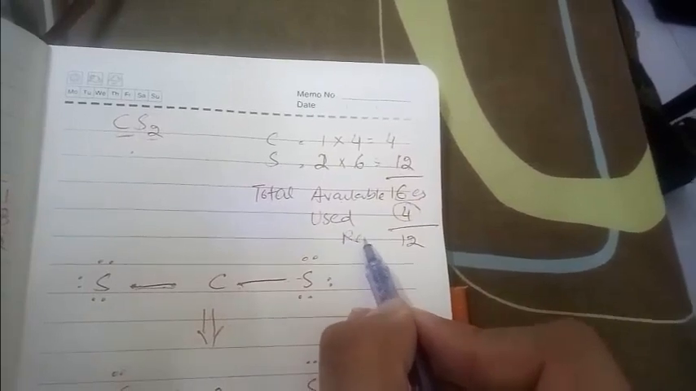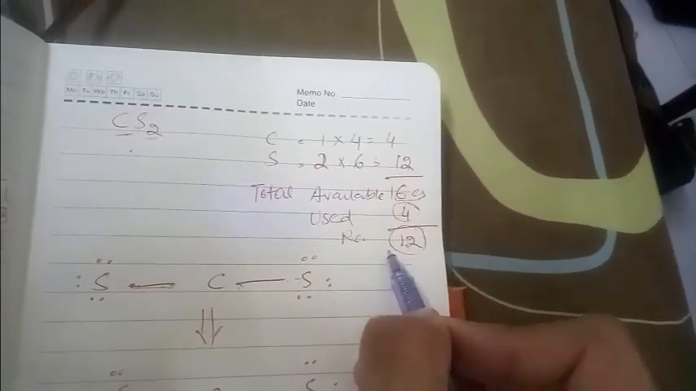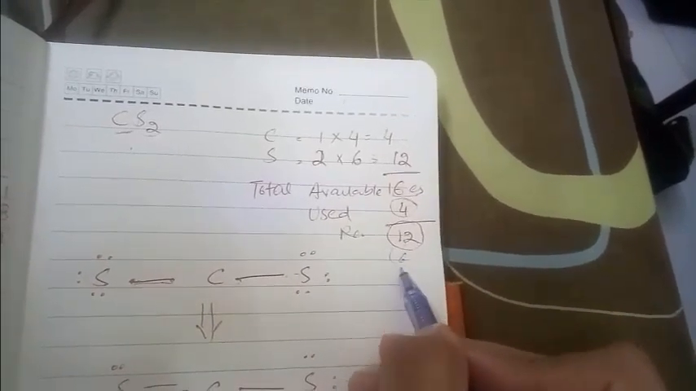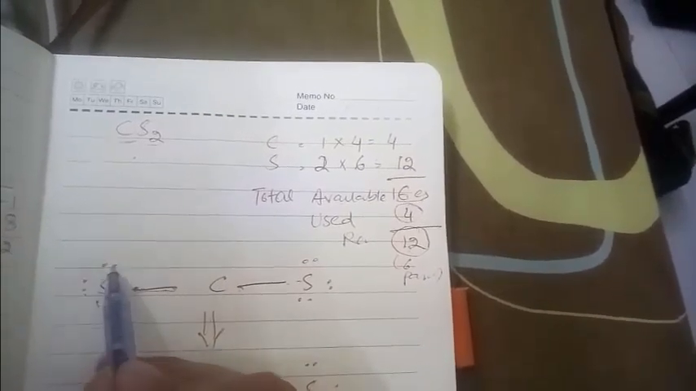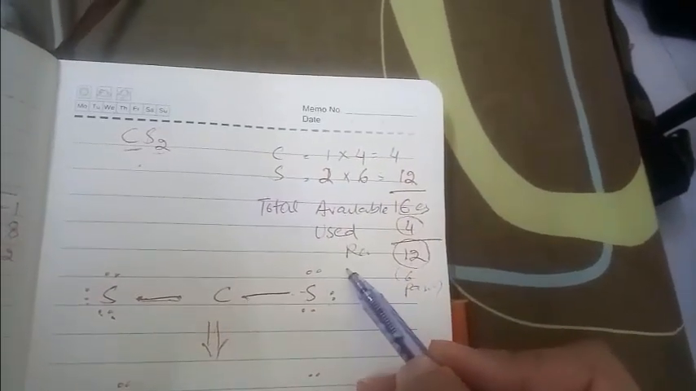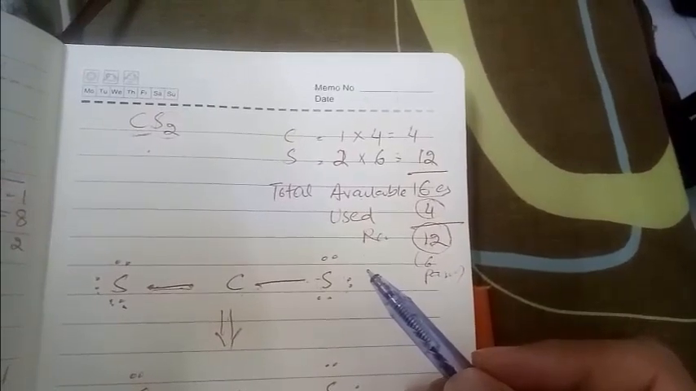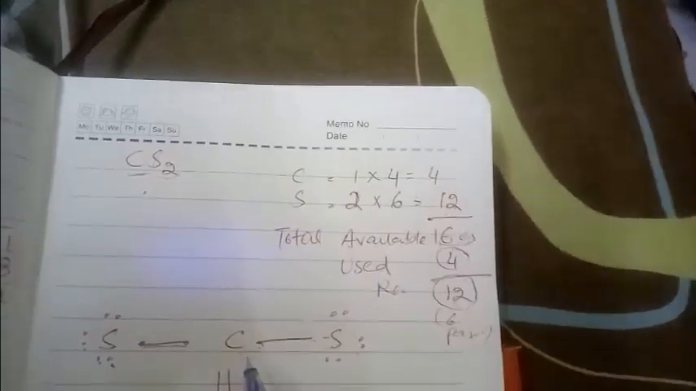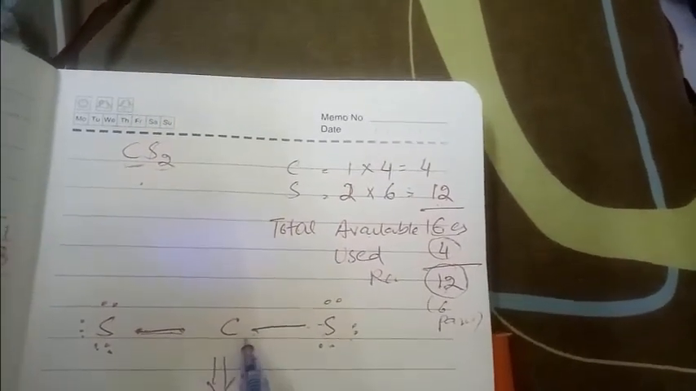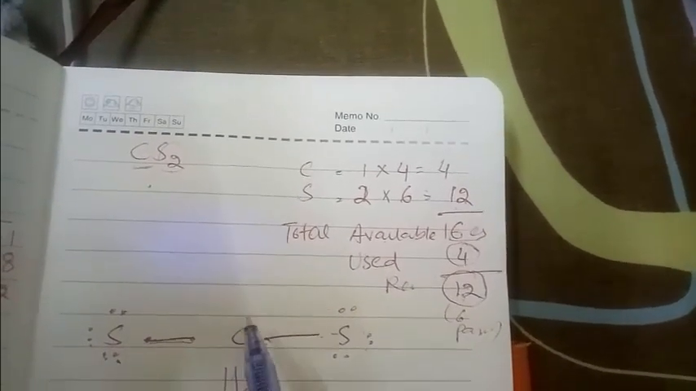So the remaining electrons are 12. We need to adjust these 12 remaining electrons as lone pairs. So 12 remaining electrons mean 6 pairs. So 1, 2, 3, 4, 5, 6, 7, 8, 9, 10, 11, 12. Okay, so 12 electrons have been adjusted. Now we have to see if the octet rule is satisfied or not. So if we see, this carbon has 1, 2, 3, 4.